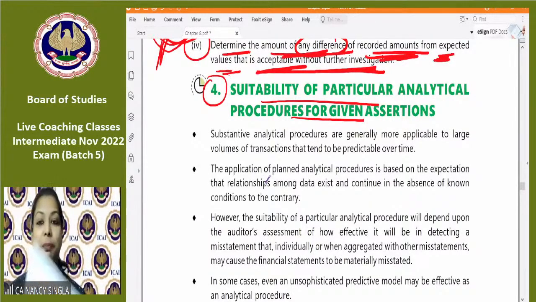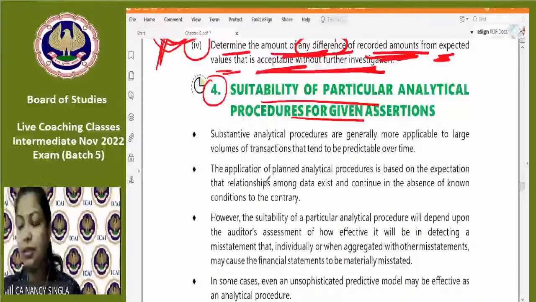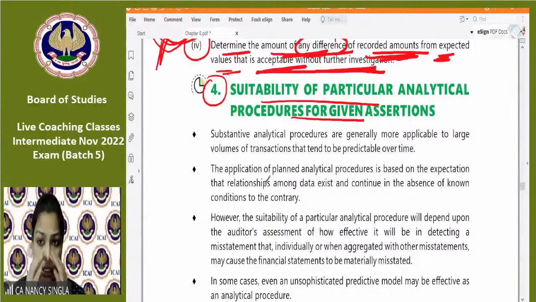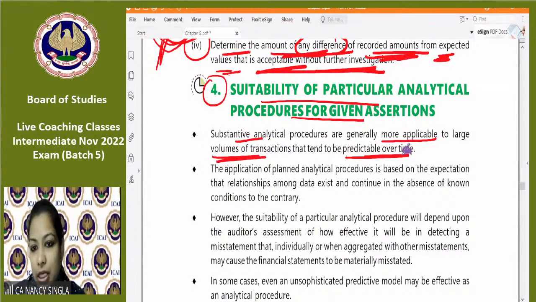चलो, suitability of particular analytical procedures for given assertion. So first of all, see, when are analytical procedures suitable? These explanation I have told you abhi just, but I'm just taking you through the module so that when you read at home, you are familiar with the module. So substantive analytical procedure generally more applicable to large volume of transactions which are predictable over time. ठीक है, where the relationships among data exist and continue in the absence of known conditions to the contrary.